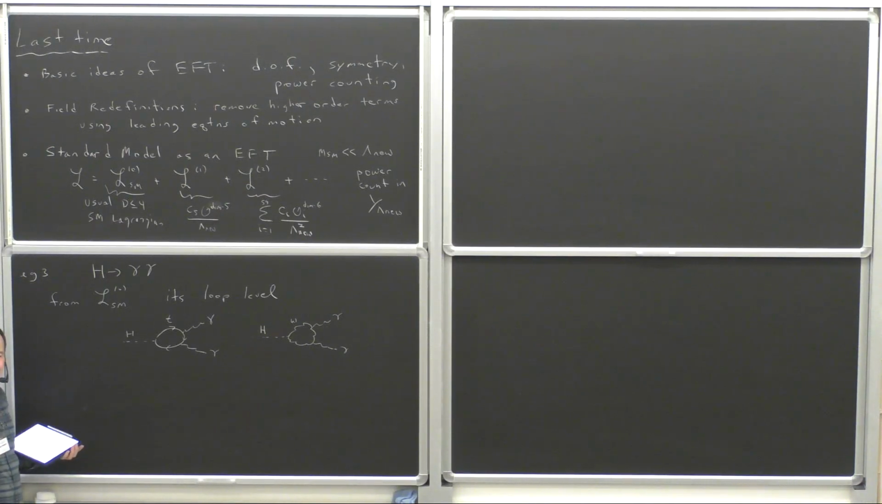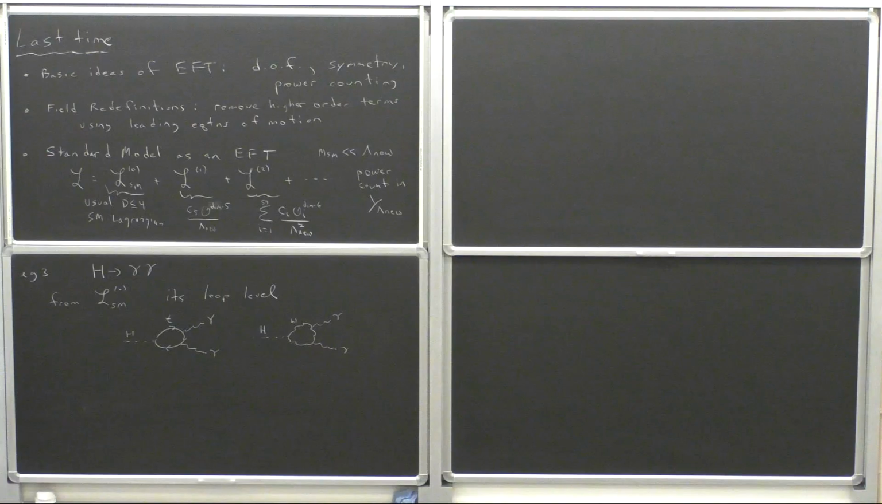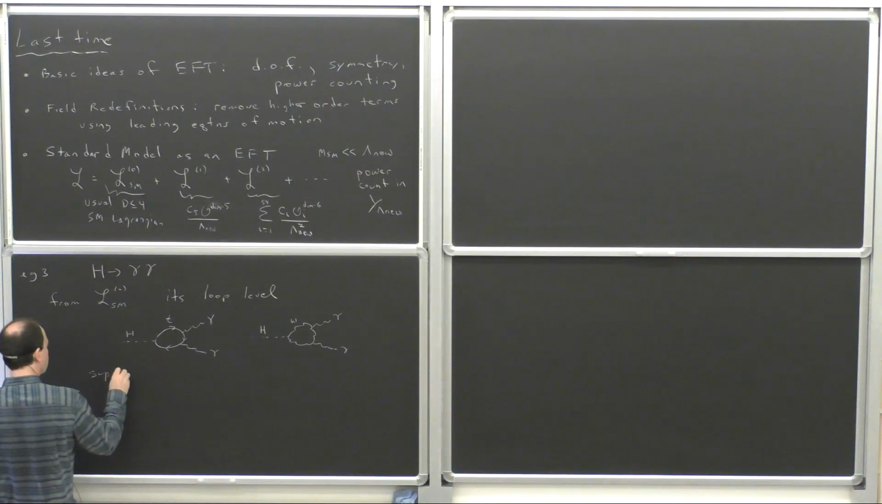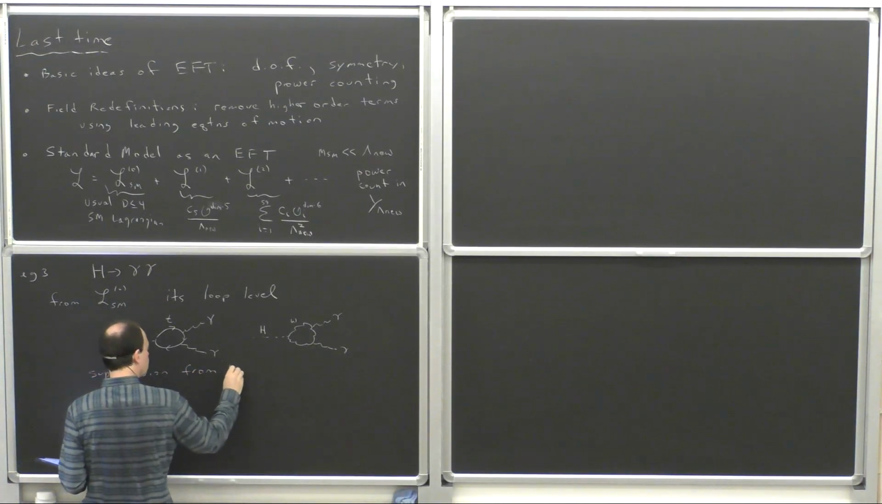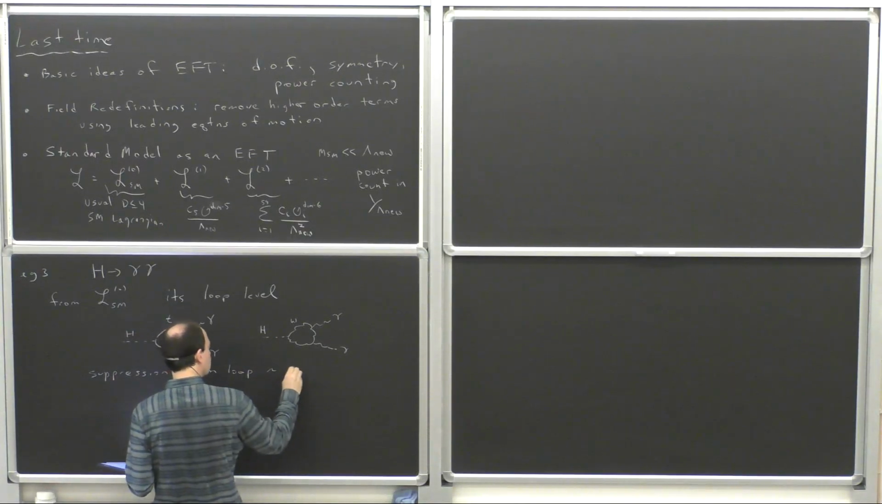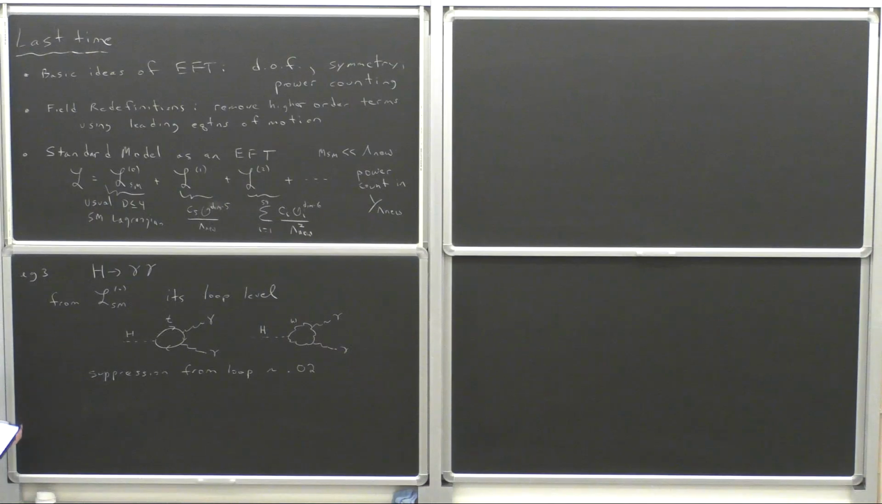In some units, it's 2 parts in 100, 0.02. Some loop level suppression from the fact that the diagrams in the standard model, the usual lowest order, dimension 4 or less standard model, are loop diagrams. I haven't told you how I normalize, so telling you it's 0.02 is not really that meaningful, but it gives you a sense of the type of suppression.